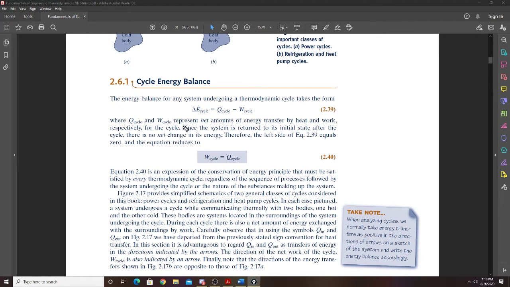Since the change in energy is nothing, because the net change in energy of the cycle is 0, it becomes Q cycle equals W cycle.